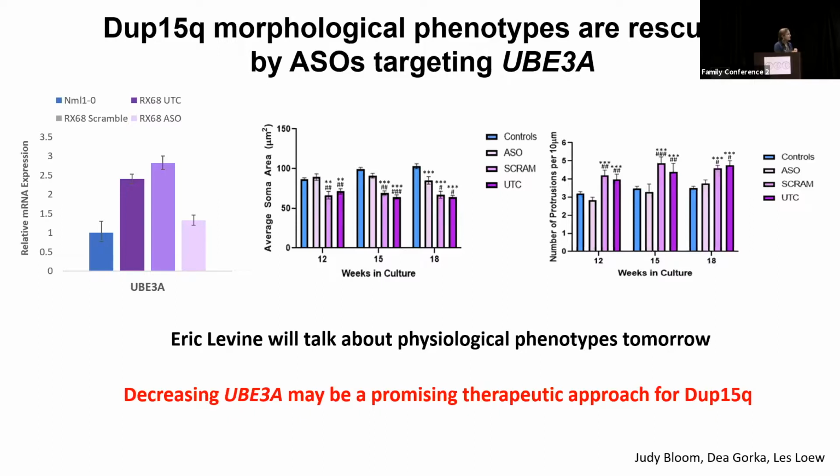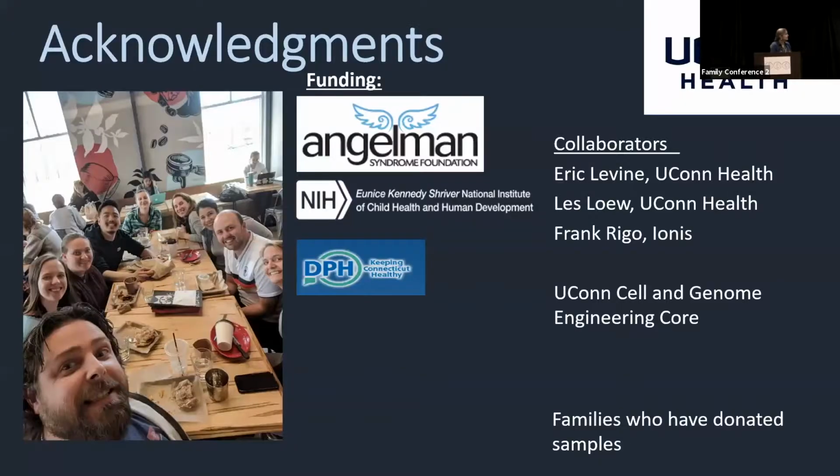And when we, again, normalize UBE3A using the ASOs, we can restore those to normal levels. And like I said, Eric and Marwa's data is much richer, and they'll tell the story more fully. But we think that decreasing UBE3A may very well be a promising therapeutic approach for DUP15Q, and we think it's worthwhile following it up. So with that, I need to thank the people who did the work.